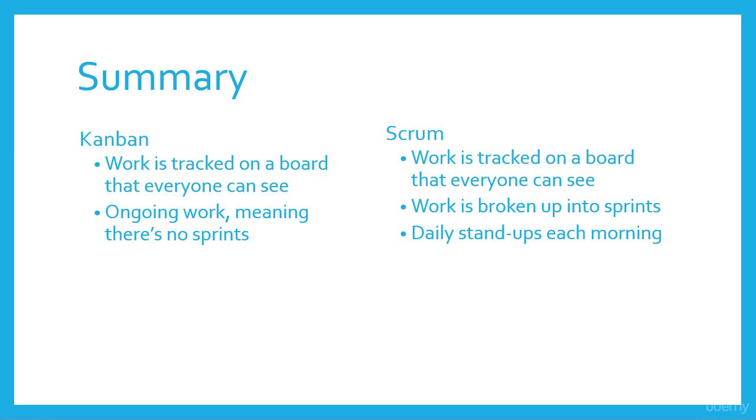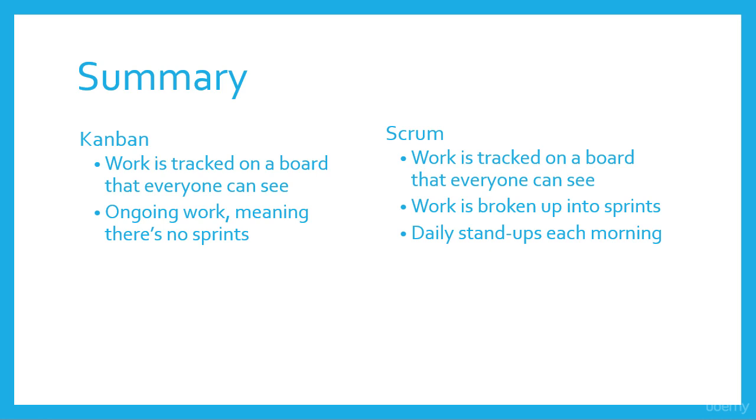All right, so that's a very quick crash course on some of the key things in Agile. Just to summarize real quickly, there's two primary Agile methodologies that you'll find in Jira. One of those is Kanban, and that's where work is tracked on a board that everybody can see. And the primary thing is that it's ongoing work. So once you finish something, you're going to start on something else right away, and it's just an ongoing thing. There's no sprints or team meetups necessarily in order to have a set period of time.